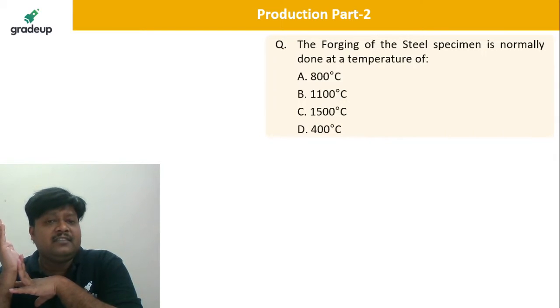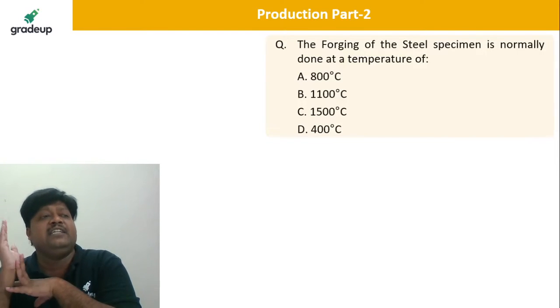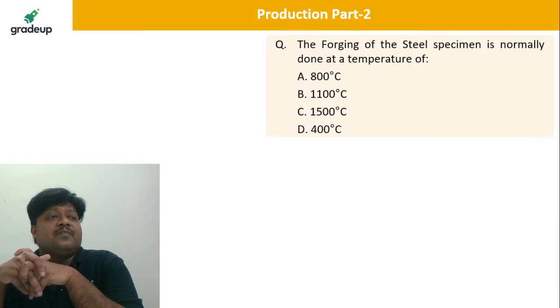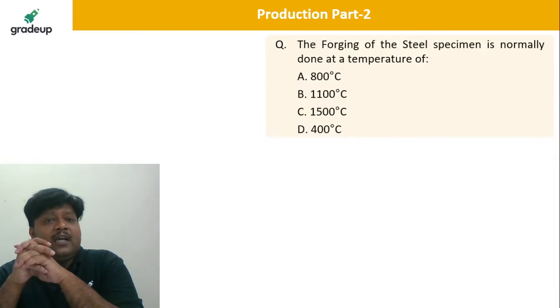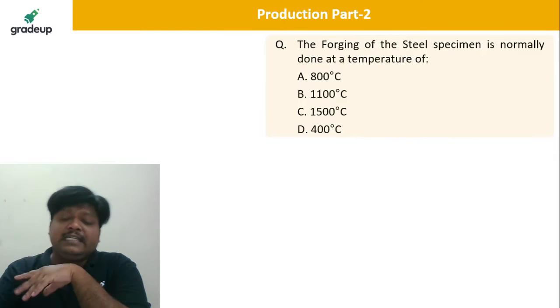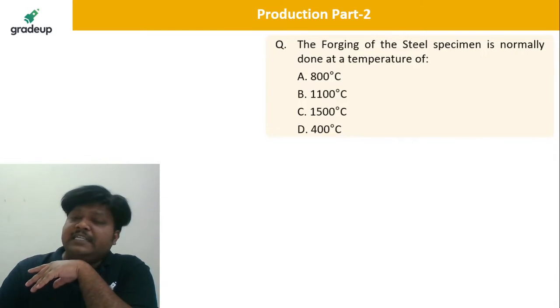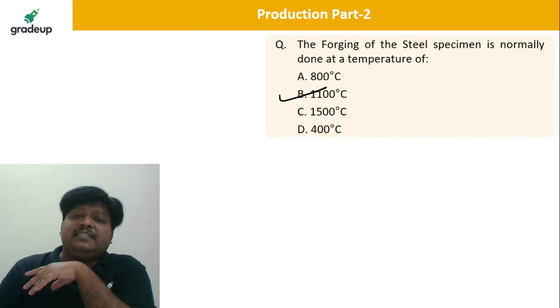So B is very precise, very correct, nearness to the reality, yes, it is 1100 degrees centigrade you can take. I hope B is the correct answer. B is the correct answer. 1100 degrees centigrade.